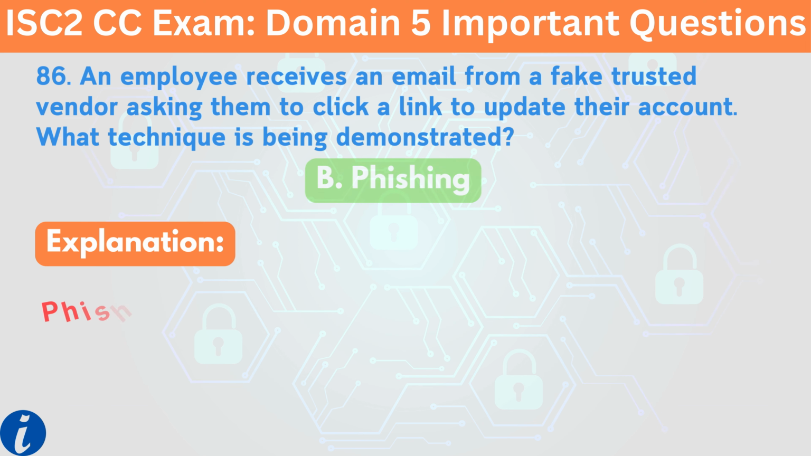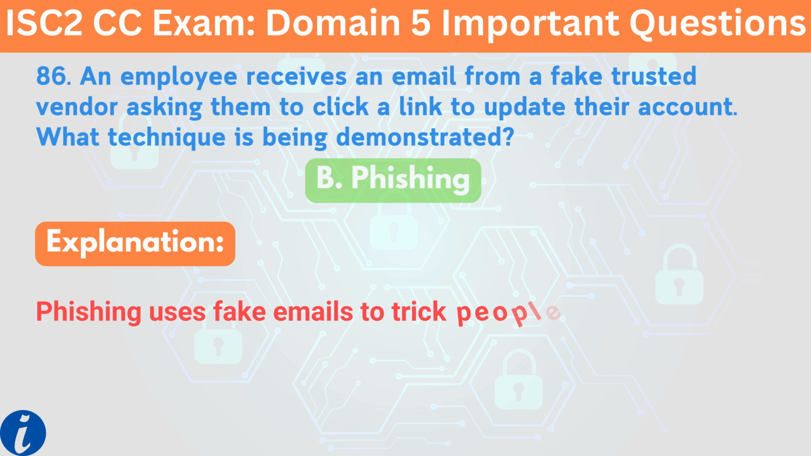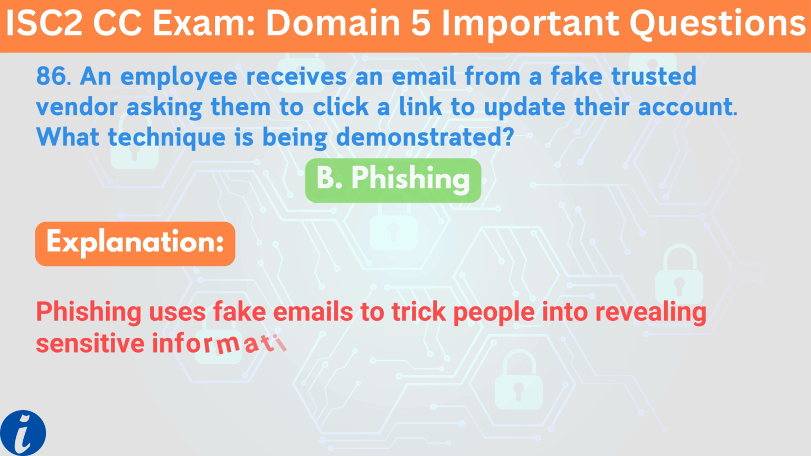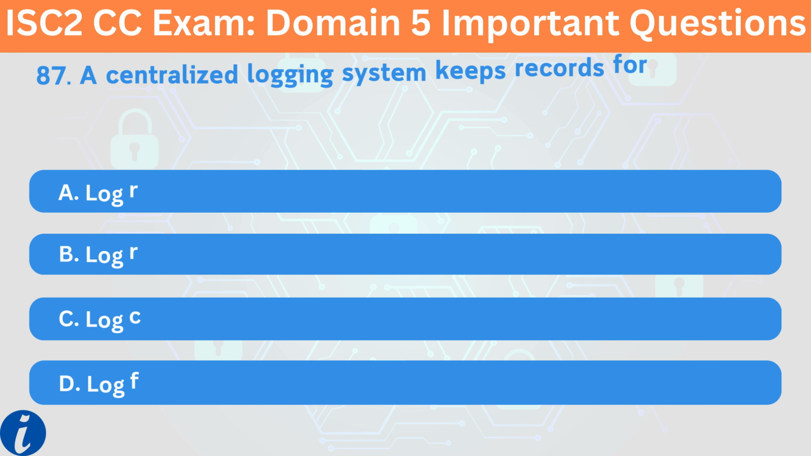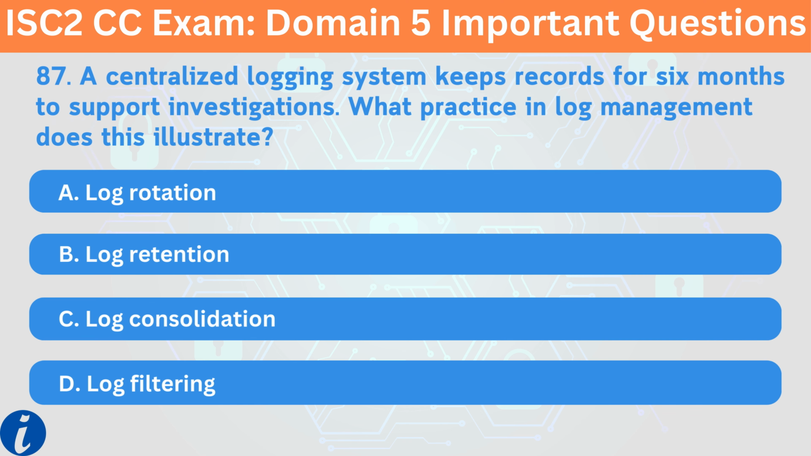The correct answer is B. Phishing. Explanation. Phishing uses fake emails to trick people into revealing sensitive information via malicious links. 87. A centralized logging system keeps records for 6 months to support investigations.